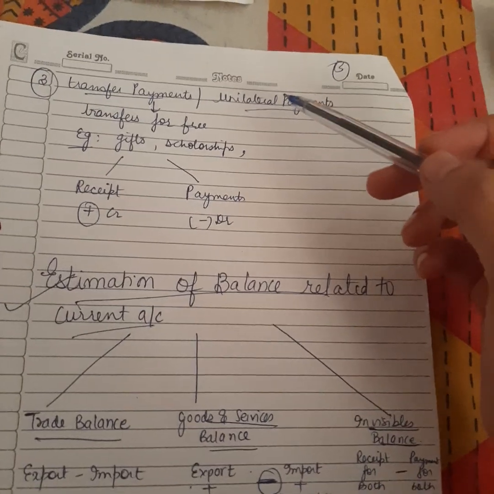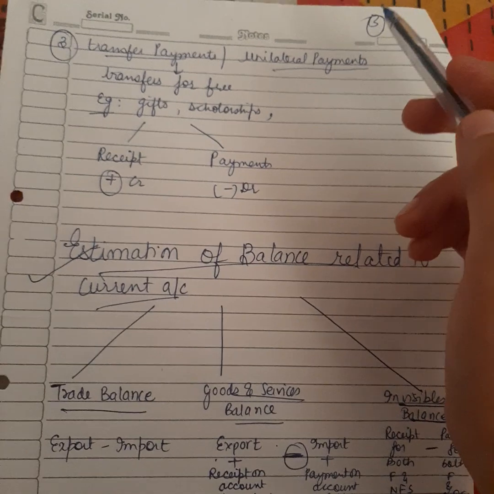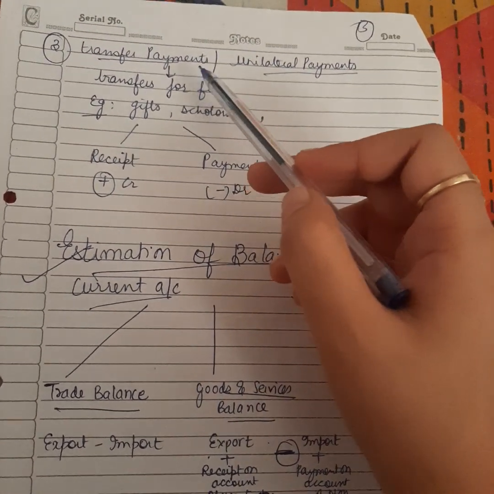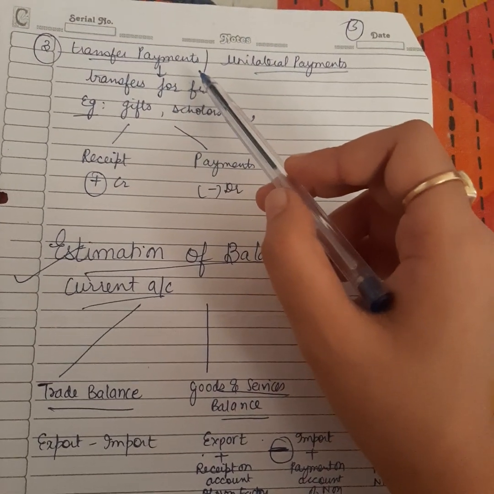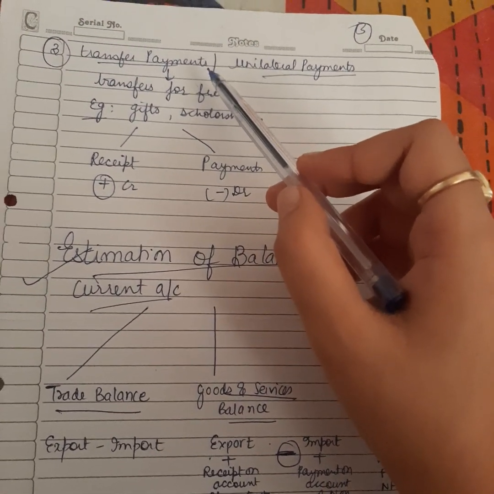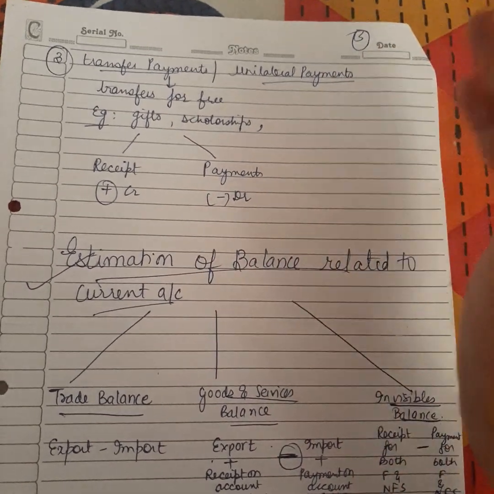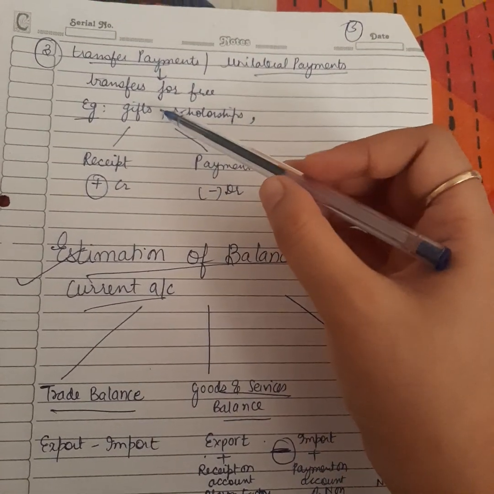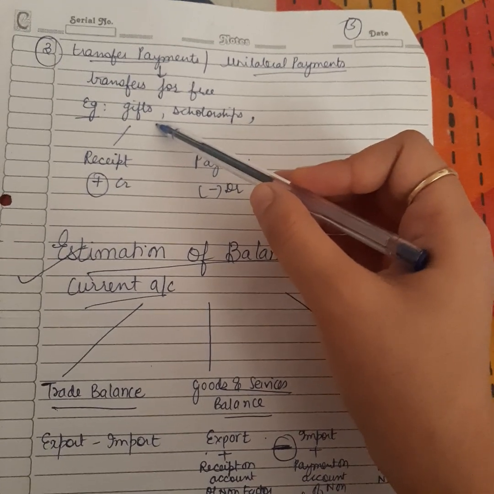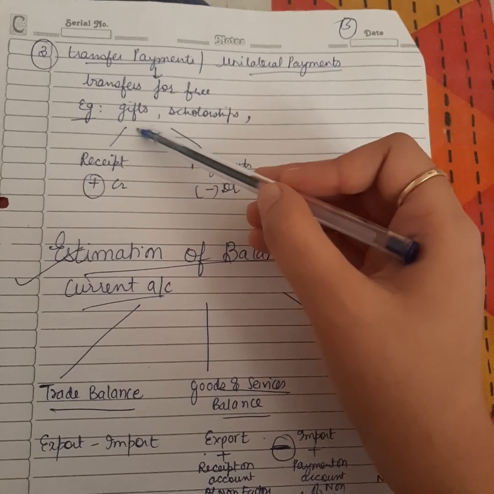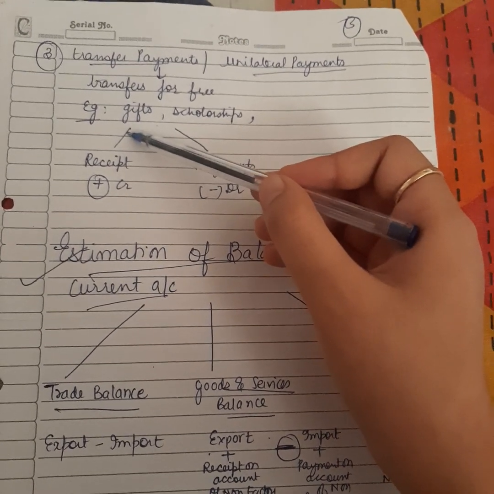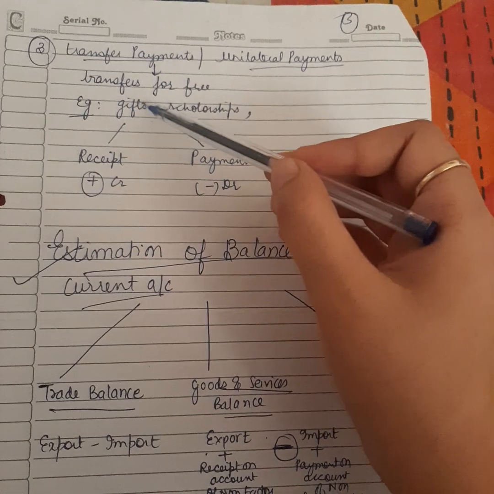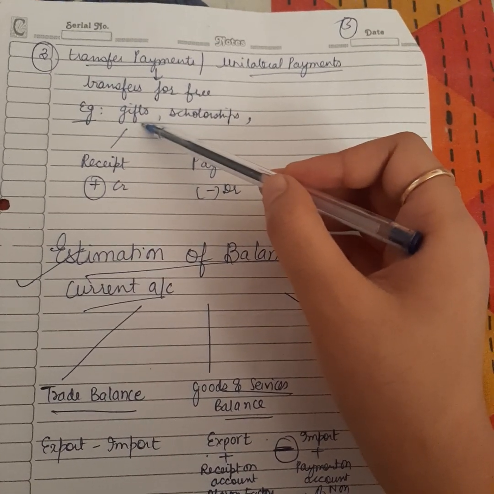Now the third component of your current account is transfer payment or unilateral payments. Now what are transfer payments? Transfer payments are the payments which are done for free. Nothing is received in return. If your country is gifting something to USA, it will receive nothing in return. So it's a unilateral payment.